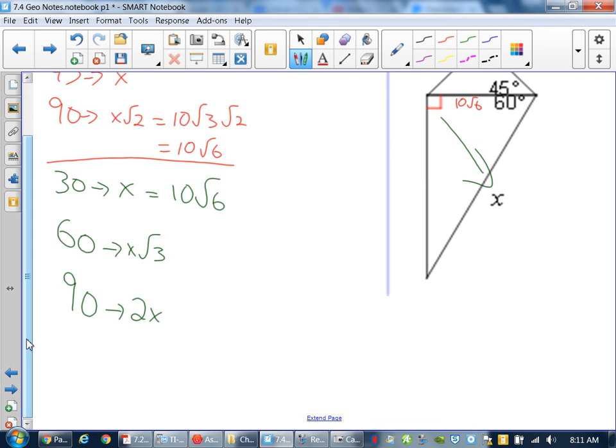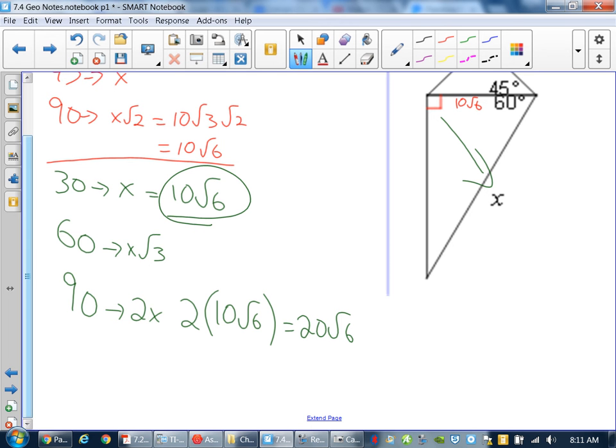So what do I do to the 10 root 6? I multiply it by 2. So what's 2 times 10? So my answer is 20 root 6. You're working your way around a triangle to get to it.